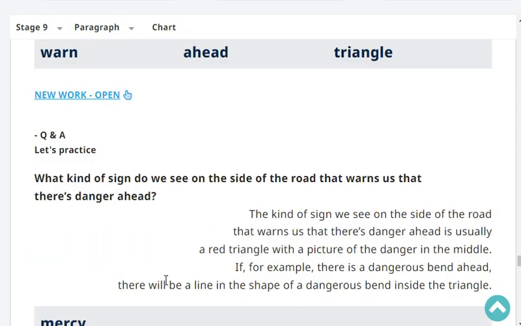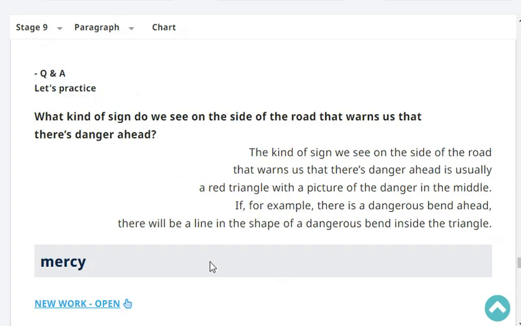What kind of sign do we see on the side of the road that warns us that there's danger ahead? The kind of sign we see on the side of the road that warns us that danger is ahead usually is a red triangle with a picture of danger in the middle.